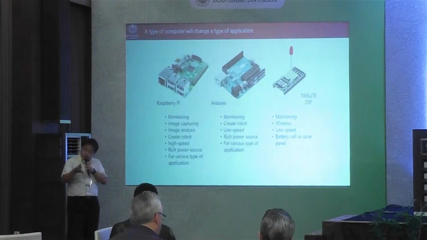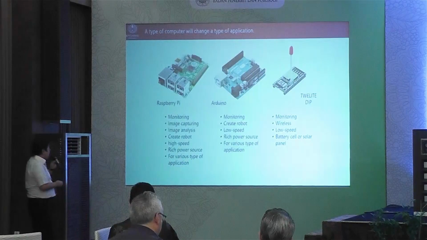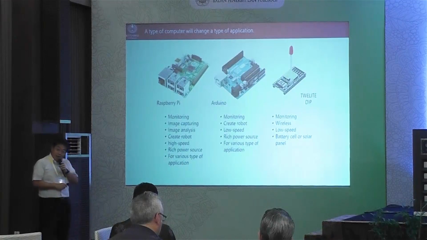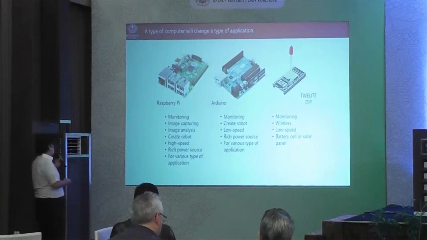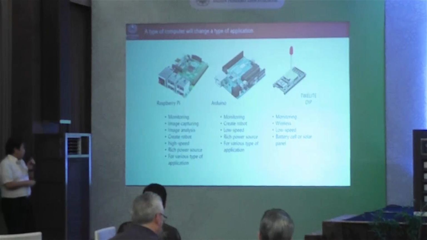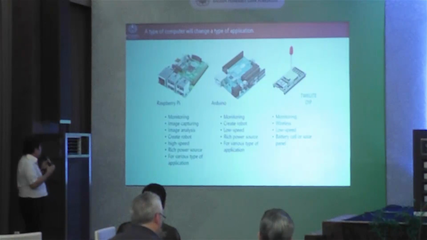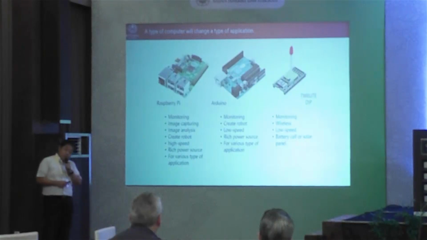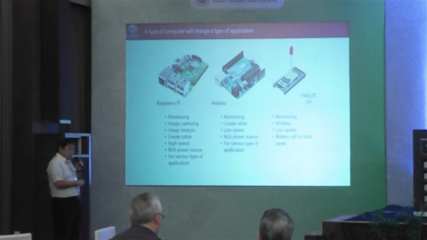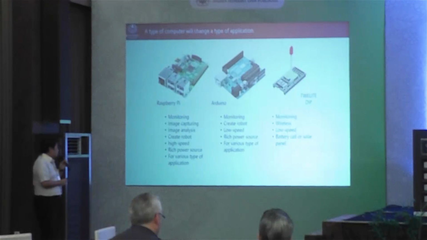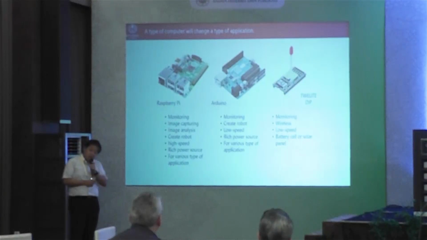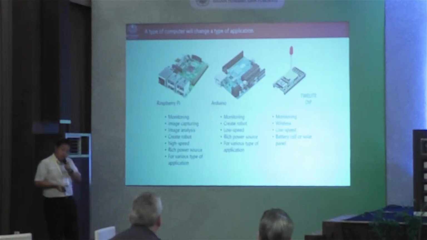We have many types of devices. This is a UK brand developed by Cambridge University. The Raspberry Pi can be used for monitoring, image capturing, image analysis, creating robots, and so on. Arduino is an Italian product, made in Italy, and this system can also be used for monitoring. Twilight is a Japanese product, a wireless network device that is small and low power consumption.